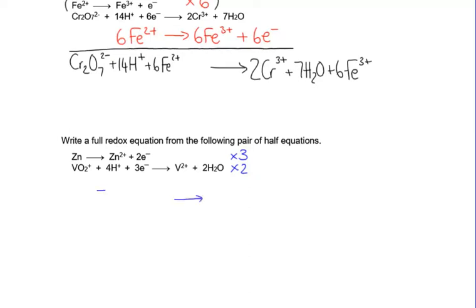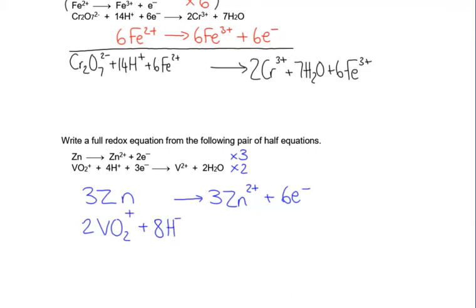So the top one, we're going to have 3 zincs go to 3 zinc 2+ and 6 electrons. And for the bottom one, multiply everything by 2, so 2 VO2+ with a 1 plus charge. Now 2 lots of 4 is 8, and our 6 electrons. And then 2 lots of vanadium 2+, and 2 lots of 2 is 4 waters.